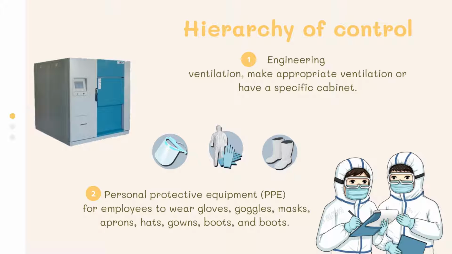Hierarchy of control. First, engineering. Ventilation. Make appropriate ventilation or have a specific cabinet. Next, personal protective equipment or PPE. For employees to wear gloves, goggles, masks, aprons, hats, gowns, and boots.